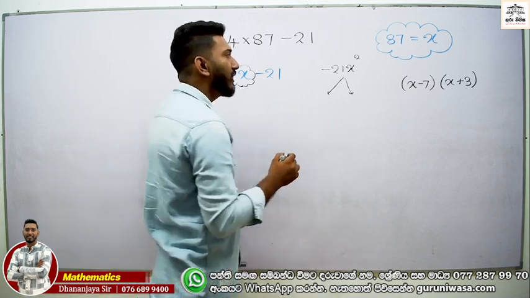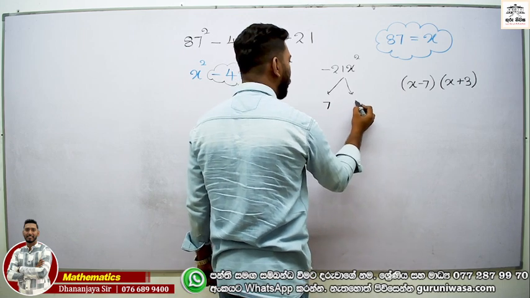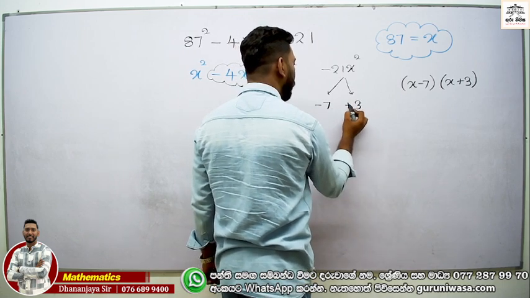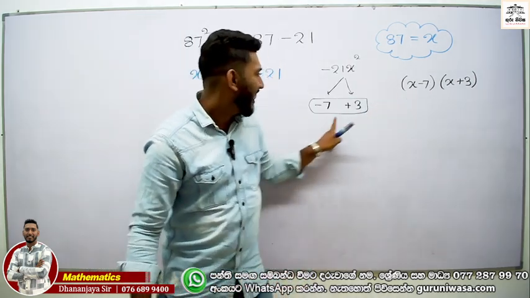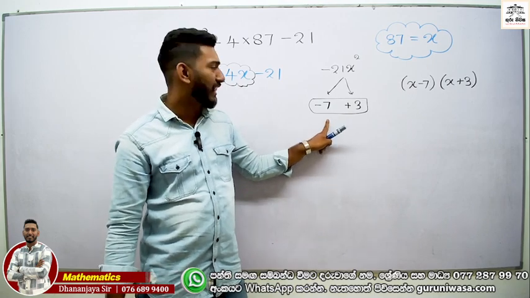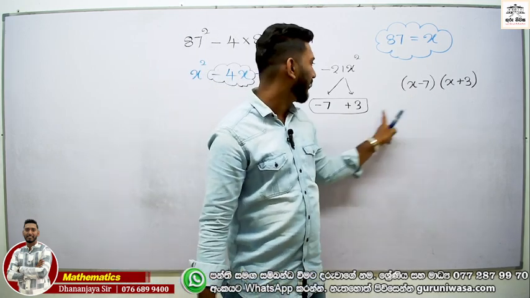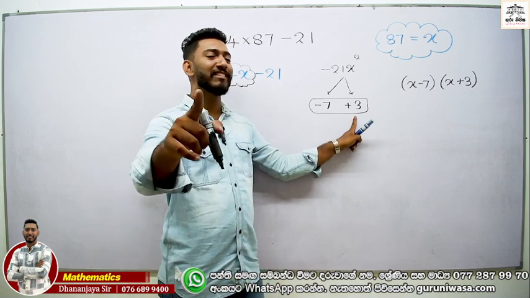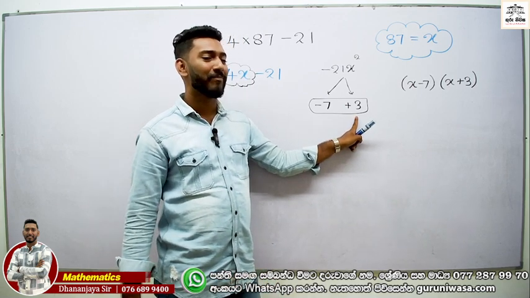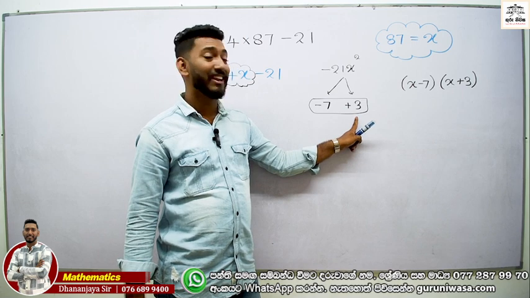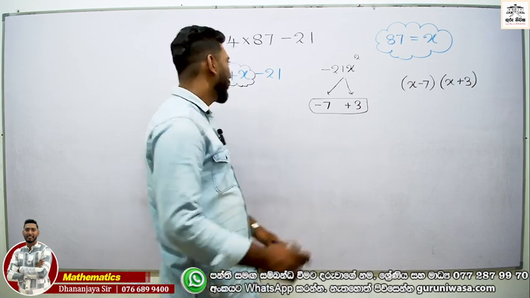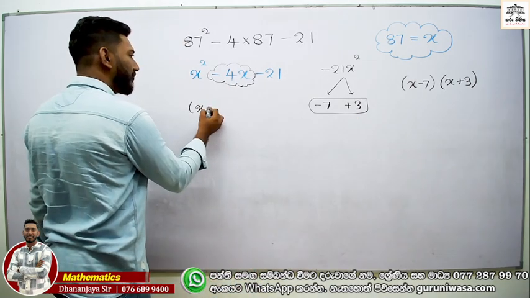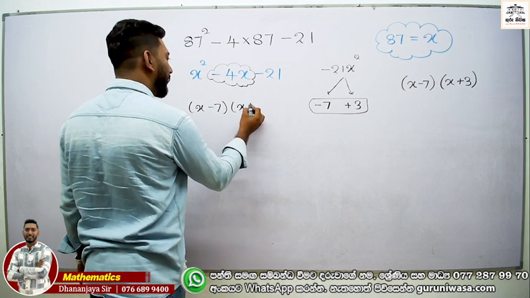7 times 3. Now you got it? That's a shortcut. Now got it? Right. Now our answer becomes x minus 7 and x plus 3.